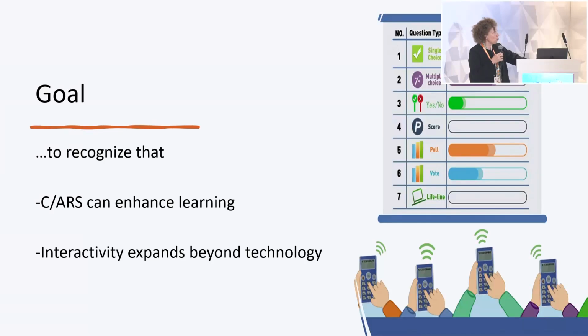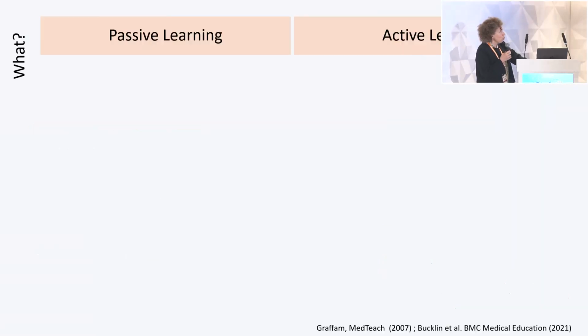So the goal is to recognize that classroom or audience response systems can enhance learning, but also to emphasize that interactivity goes beyond technology, which means that sometimes we need a plan B when there is no internet connection to use these digital tools. So what is passive learning and active learning?